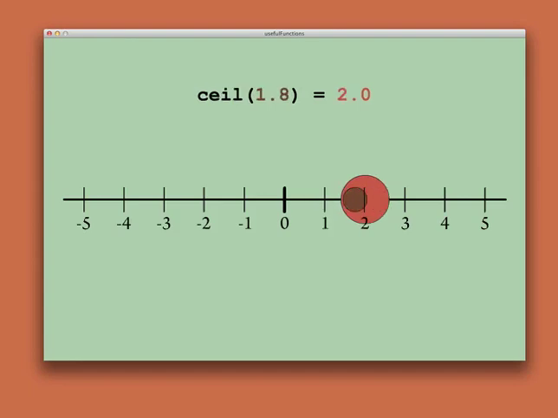Well, let's try ceil, short for ceiling. And of course, this does just the opposite. It pushes the number towards the right. So if I take the ceiling of 1.5, I get 2. And the ceiling of minus 0.6 is 0. It just pushes the input to the right until it hits an integer. So that's ceiling. Here's rounding.